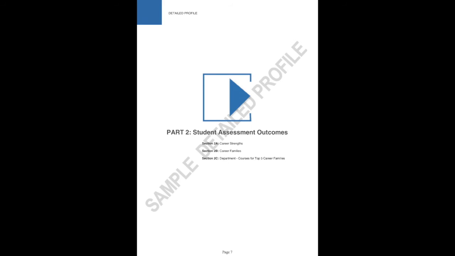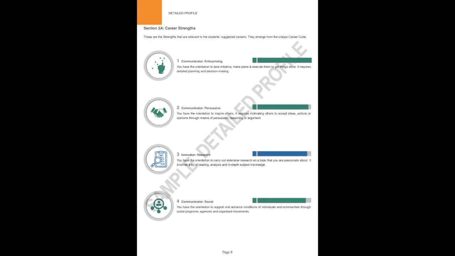Part 2 has your assessment outcomes, which includes your career strengths, career families, and course recommendations. Part 2A, pages 8 to 10. As discussed before, each profile breaks into 3 career strengths, so we get 12 career strengths from the career code. Here they're given in a decreasing order.